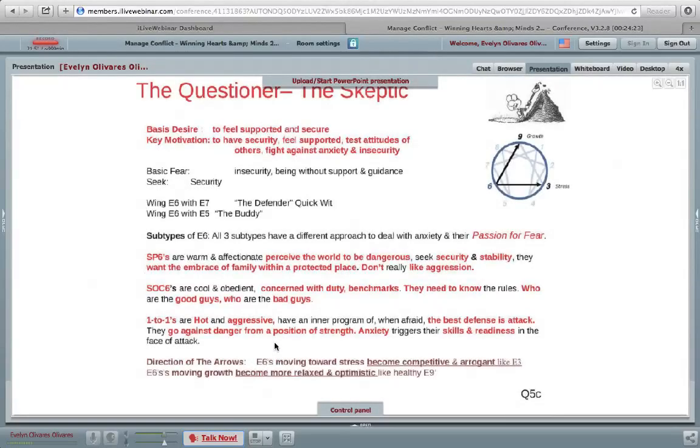Let's look now at question 5C, the questioner, the skeptic. Write your answers down there in your assessment book.